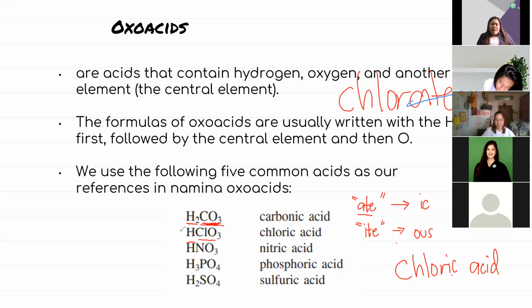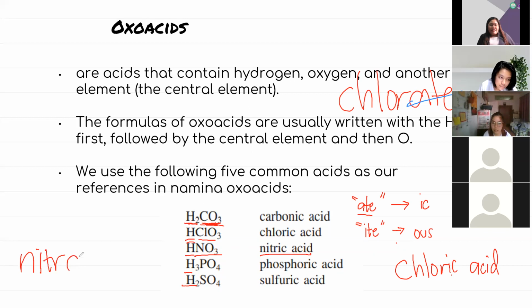So paano nyo malalaman na acid siya? Class, take note of the hydrogen here and the ending na oxygen. And meron lang silang central atom. So this is also true for nitric acid. Remember NO3? What is the name of NO3? Nitrate. So get rid of the ATE, palitan mo siya ng IC, and then for hydrogen, lagyan mo ng word na acid. That's how you name oxoacids. Again, we call that nitric acid.